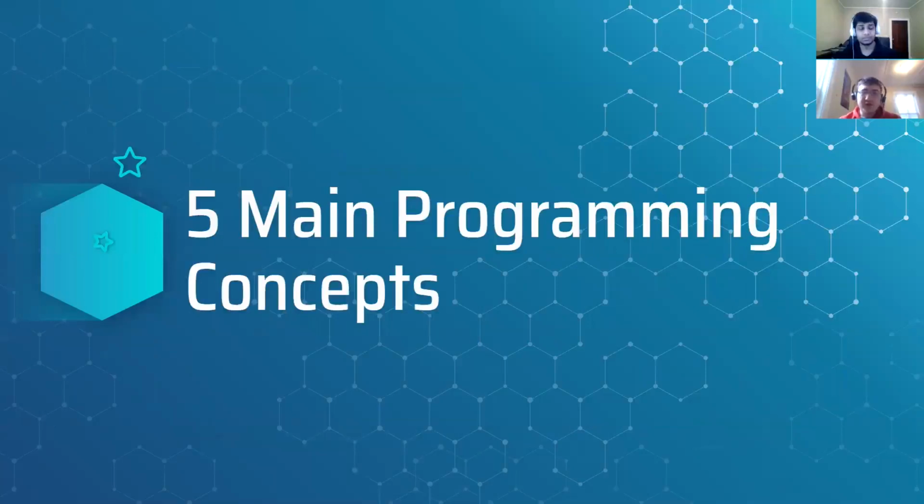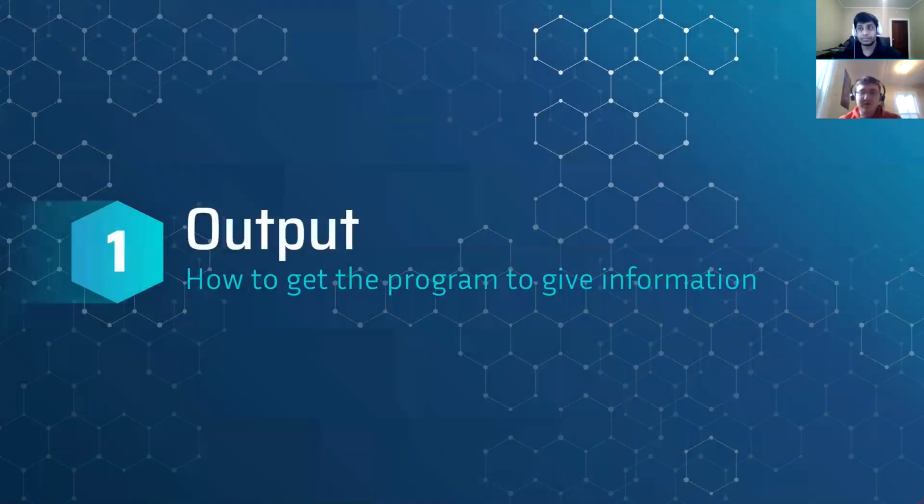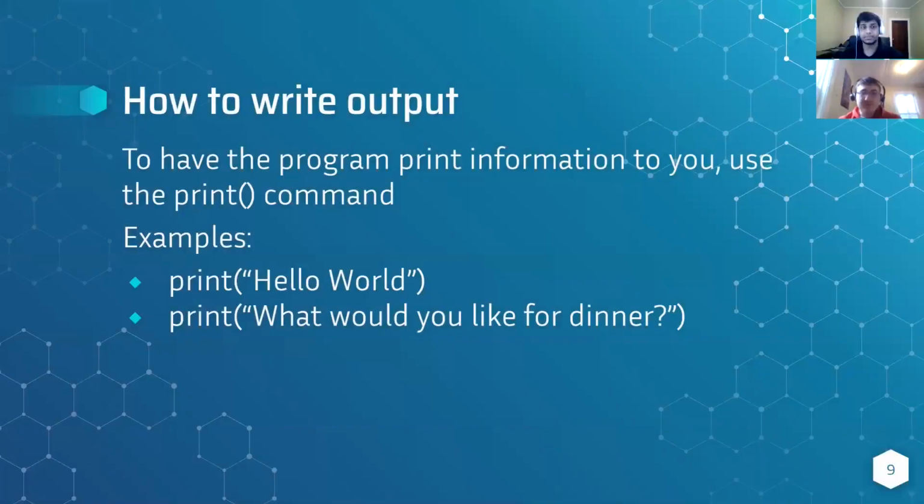So next, we're going to go into the 5 main parts that make up a programming language. The first one we will go into is output, how to give the user information. In Python, the command we use to denote output is the print command. So for example, you could say print and then an open parenthesis, and then we want to print a string, maybe hello world. So we put that in the quotes and then close the parenthesis.